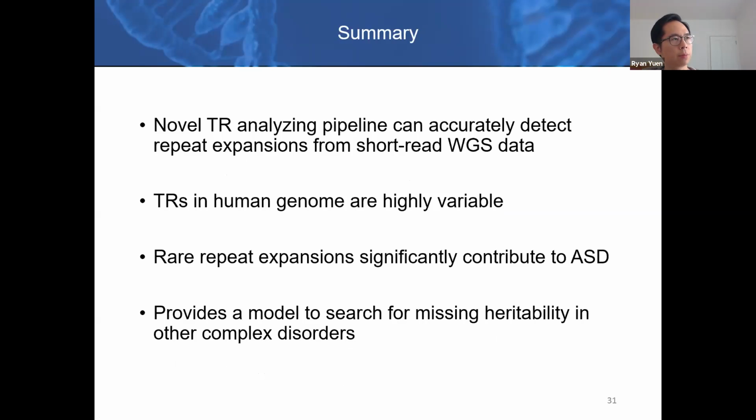So in summary, I just want to highlight some of the key points from the talk. The pipeline that we developed is able to accurately detect repeat expansions from short-read whole genome sequencing data. We now know that tandem repeats are highly variable across different individuals in the genome. And the repeats can potentially contribute to ASD and hopefully address some of the missing heritability in other complex disorders as well.